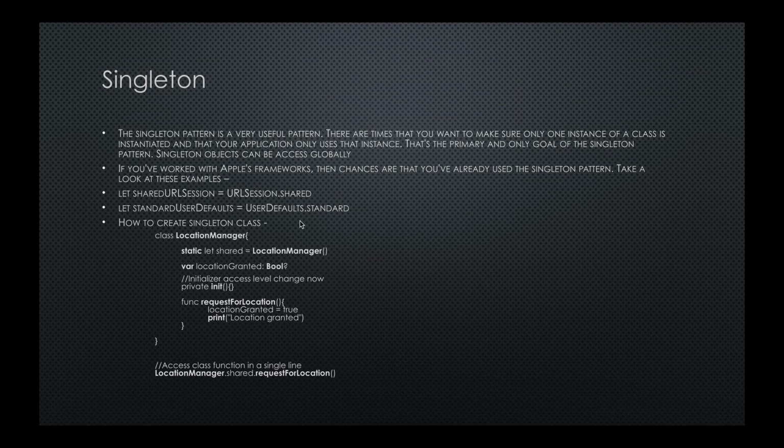So how do you create a singleton class? This is how you create a singleton class, LocationManager. You have to create a static shared variable. This is the variable through which you will be accessing any of the functions of this class. This is just some other variable, and then you have to write a private init function. This is the function which makes sure that your class is not being overridden. You can never create a new instance of the class, so you have to create a private init.